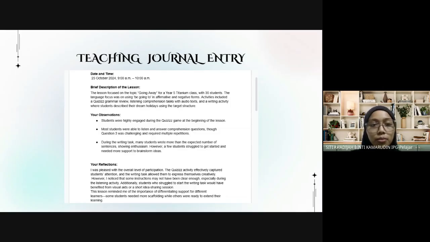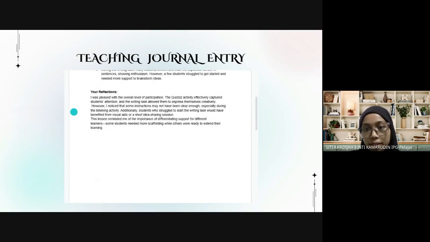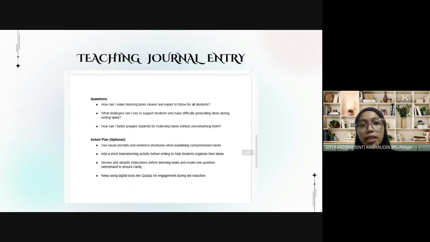And then I move on to the questions. What do I ask myself? Just like the Gibbs cycle, but this one, the questions: how can I make listening tasks clearer, easier for them to follow? And then what strategies can I use to support students who have difficulty generating ideas during writing tasks? And then how can I better prepare students for multi-step tasks without overwhelming them? And then last one is action plan.